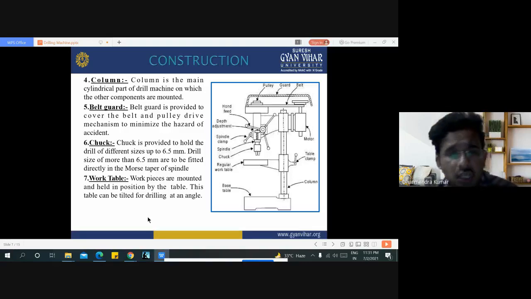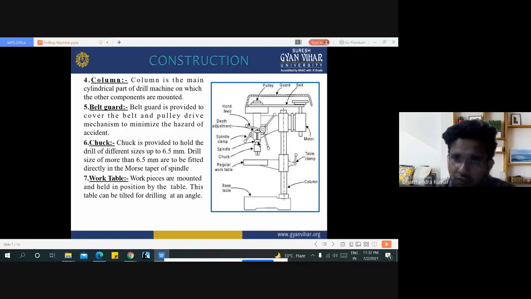Chuck is provided to hold drills of different sizes up to 6.5 mm. Drills larger than 6.5 mm are to be fitted directly into the Morse taper of the spindle. Work table: workpieces are mounted and held in position by the table. This table can be tilted for drilling at an angle. Here is the table clamp, and this is the table on which we put the workpiece. This is known as the chuck, in which we fit the drill bit for drilling operations.